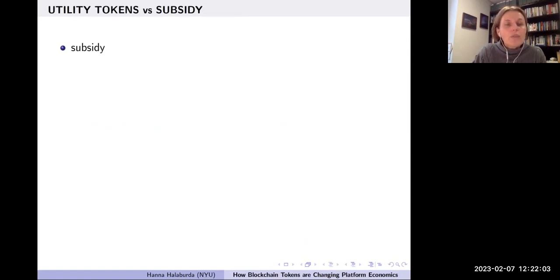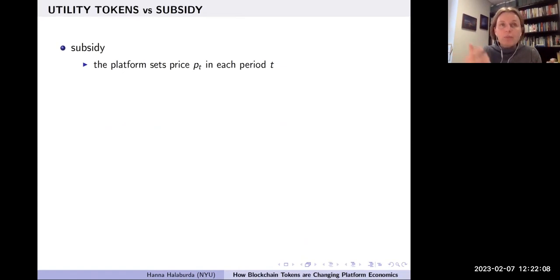So with SUBSIDY, right, the platform basically sets the price every period. So we play a game of joining or not joining the platform. Every period, there are new people coming to the market, and they need to decide whether to join the platform or not. And with SUBSIDY, the platform sets the price for each period, and the price may be negative. Especially if it's negative, this is when the users are subsidized, and this would typically be early users that are subsidized. And then in later periods, the price increases.